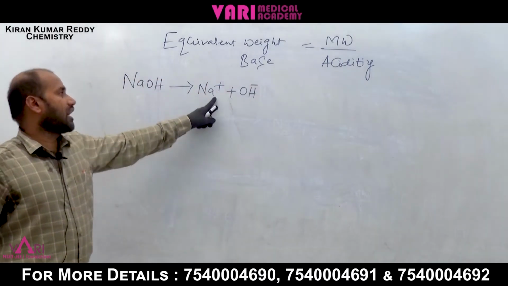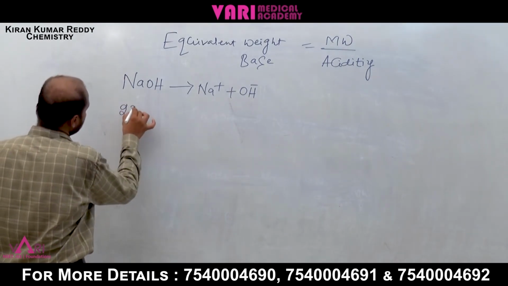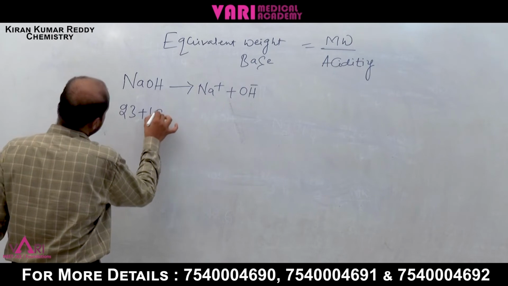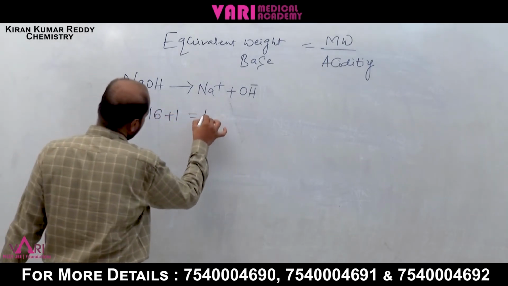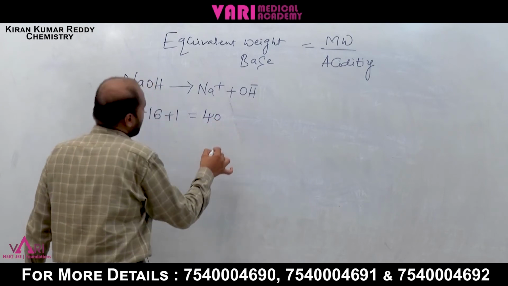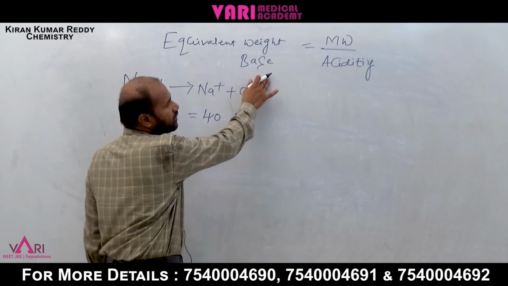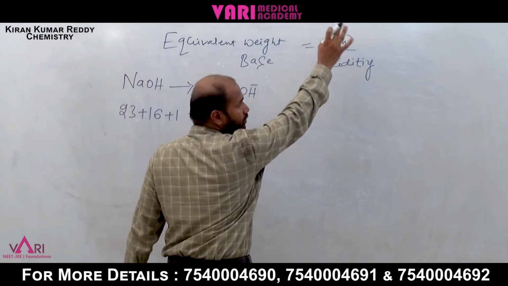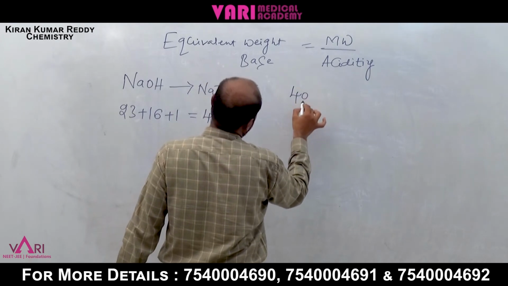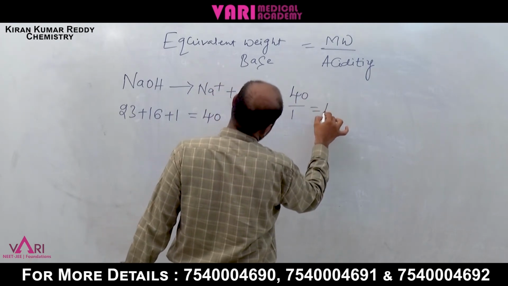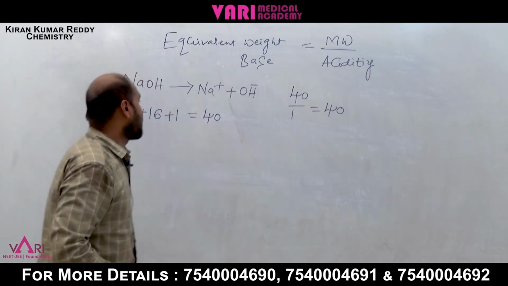NaOH gives rise to Na plus and OH minus. Sodium 23 plus oxygen 16 plus hydrogen 1 is equal to a total of 40. Now what is the formula? Equivalent weight of base is equal to molecular weight of base divided by acidity. Now 40 by 1 is equal to 40, so the gram equivalent weight of the base is 40.